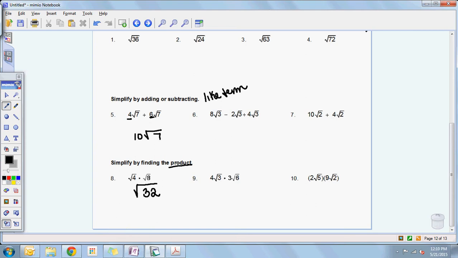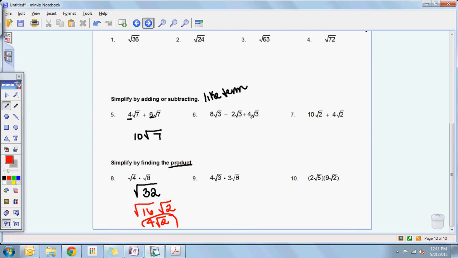Do not stop there. Once you combine them, you need to see if you can simplify like we did in this first section. So you're going to find the biggest perfect square you can divide 32 by. 4 works, but it's not the biggest perfect square. 16 would be the biggest perfect square you can divide 32 by. So the square root of 16 is 4, and I'm going to keep the square root of 2 in my answer. So that's your answer for that one.